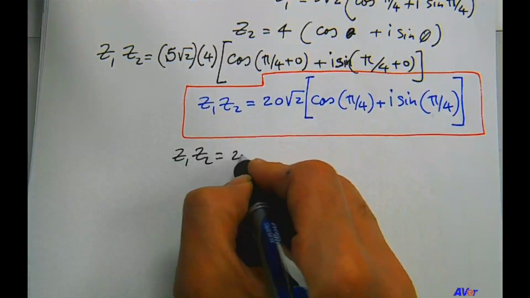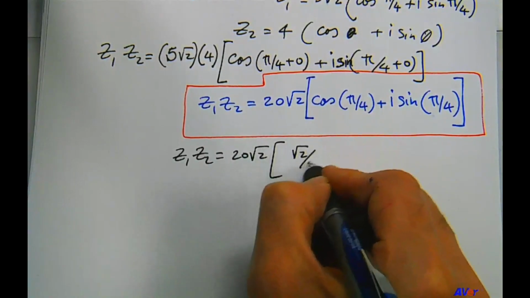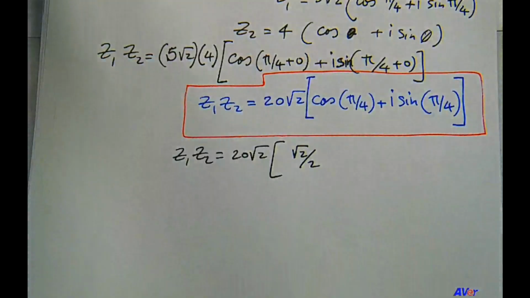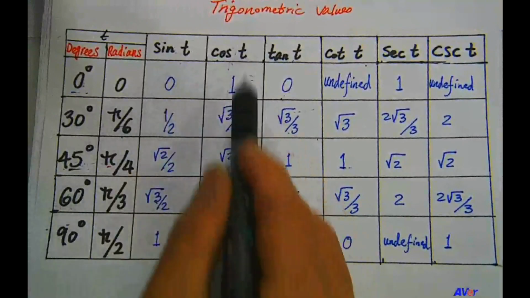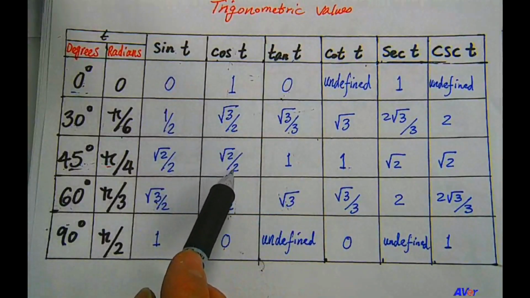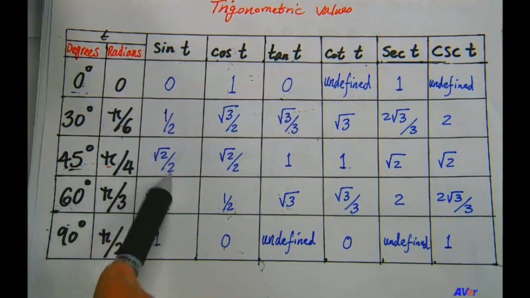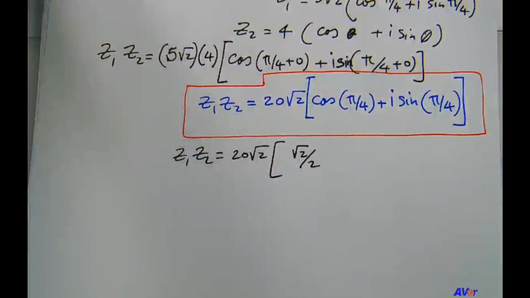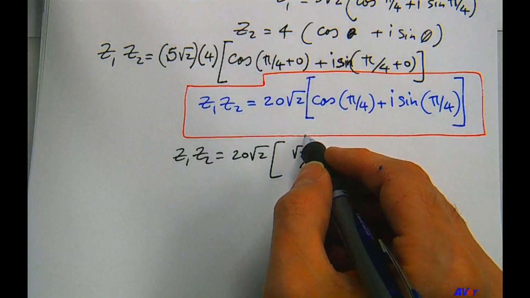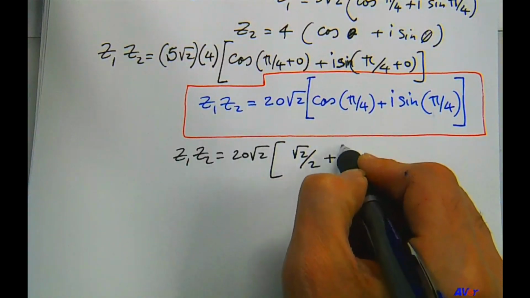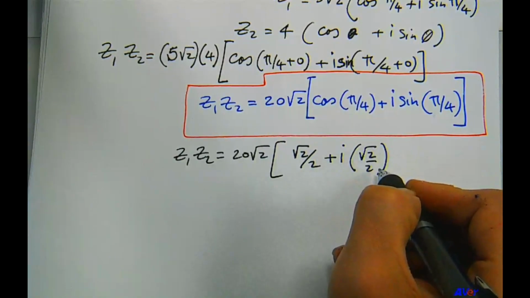And then simplifying further, cosine of pi over 4 is square root of 2 over 2. We have that in the table of special trigonometric values. Cosine of pi over 4 is square root of 2 over 2, and sine of pi over 4, or 45 degrees, is also square root of 2 over 2. So that, and then plus i sine of that is also square root of 2 over 2.